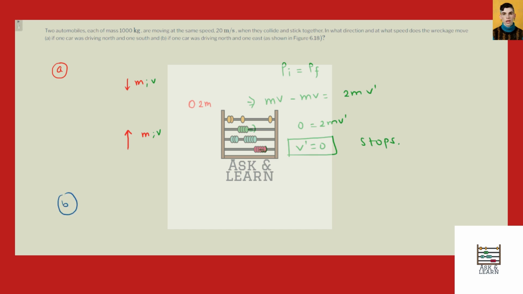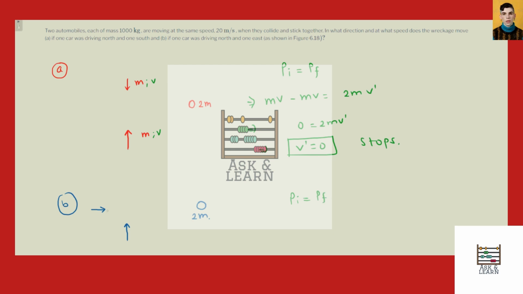In part B, they are saying that one of the cars is driving north, so it's like this, and another car was driving east. So east is over here, and then they collide somewhere. After the collision, they stick together. So again, we are going to conserve the momentum. The initial momentum is going to be equal to the final momentum.